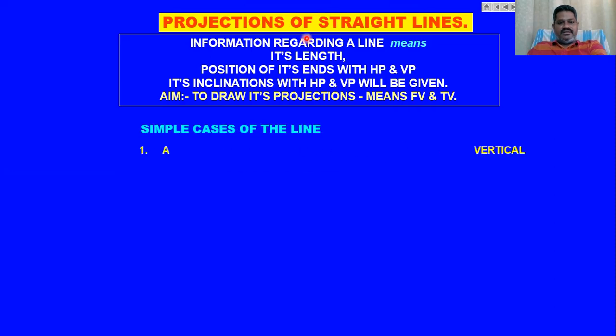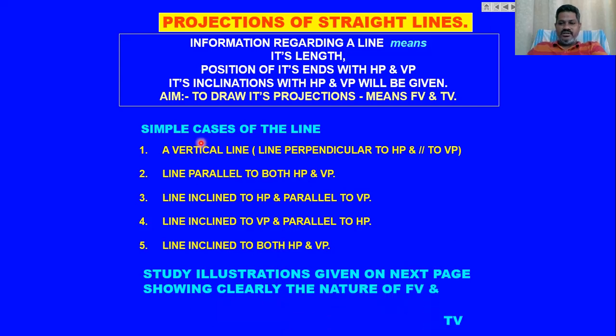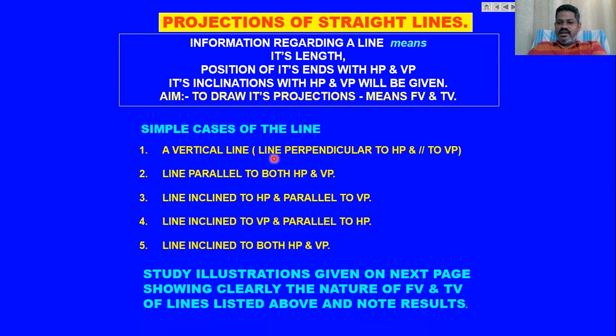Let us take some simple cases that we come across. The first is a vertical line. A vertical line means a line perpendicular to HP and parallel to VP. This is the case that we are going to come across to draw the projections of the line. That means in this case, the line is perpendicular to HP and parallel to VP. This is the vertical line. When we draw a vertical line, that vertical line is perpendicular to the horizontal plane and parallel to the vertical plane.